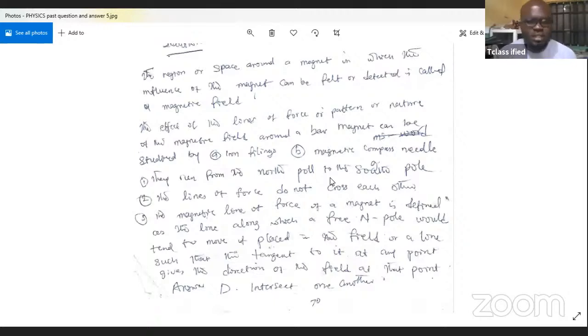And number three, the magnetic line of force of a magnet is defined as the line along which a free North Pole would tend to move if placed in the field, or a line such that the tangent to it at any point gives the direction of the field at that point. So with that, you see that the statement that says the lines intersect one another is wrong, because the lines of force do not cross each other. So that makes option D the answer.